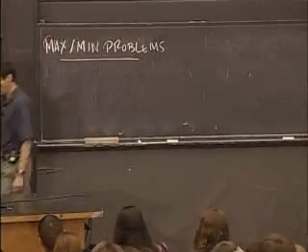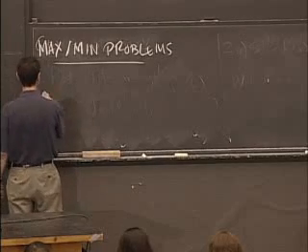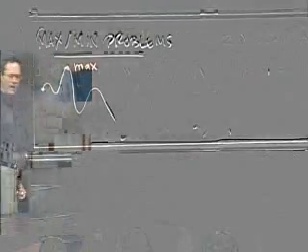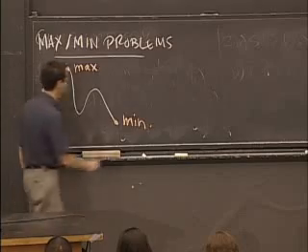Maximum and minimum problems can be described graphically in the following way. Suppose you have a function. All right, here it is. Okay, now find the maximum. All right. Aha. And find the minimum. Okay, so this problem is done.